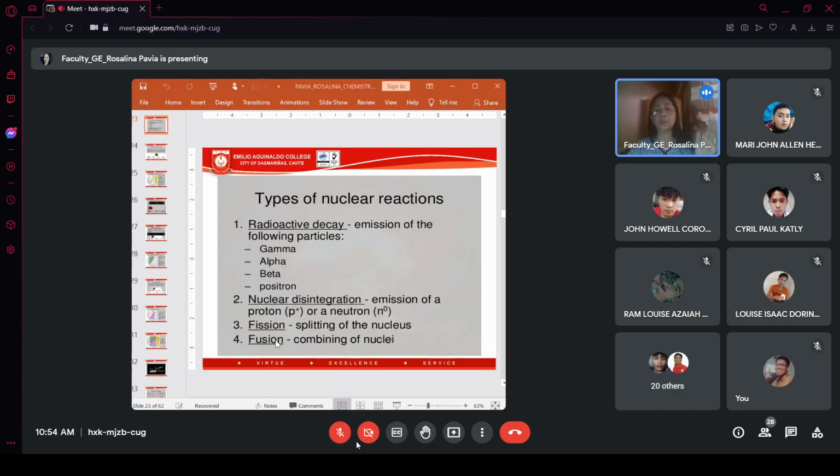Sa fusion naman, ito yung combining, fuse. Combining of 2 nuclei in order to form a nucleus. So, yung fission, opposite ng fusion. That's what we took up last meeting. So, balikan natin itong nuclear disintegration dito. Yun yung example nating susunod eh.